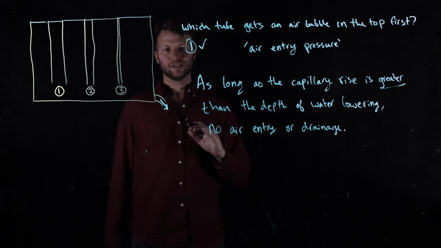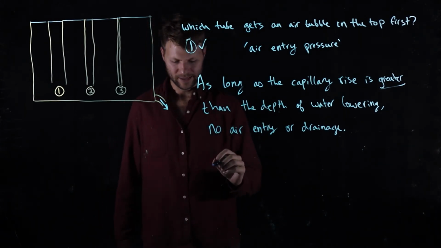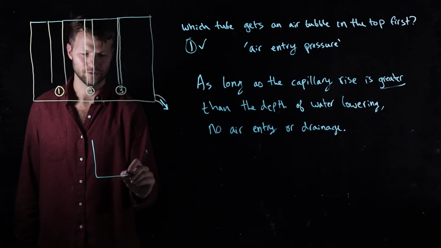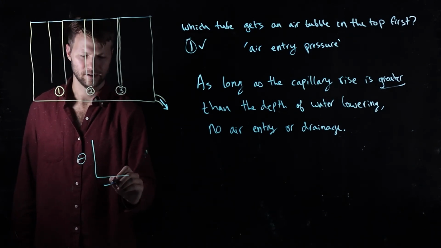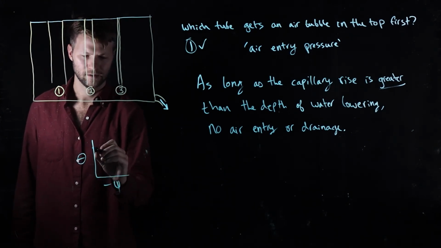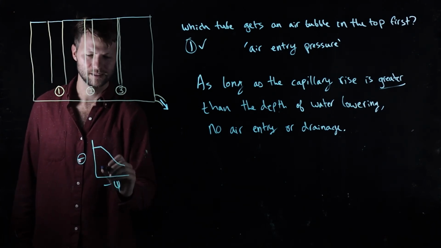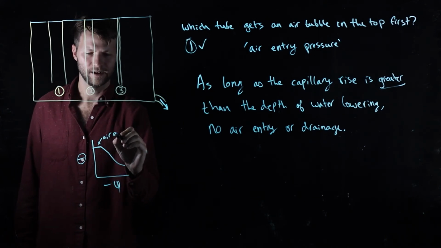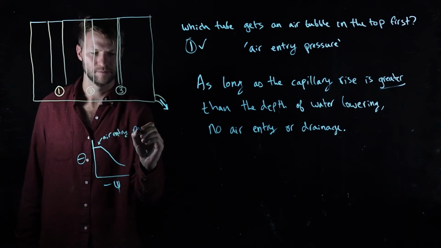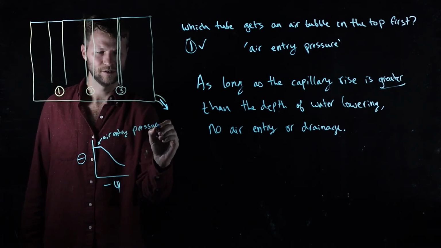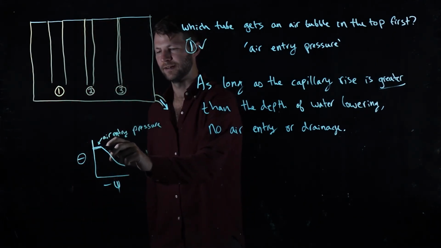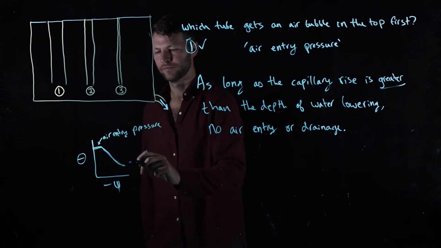And this explains a whole bunch of things. One, it explains that first part of the characteristic curve that I drew, theta, negative psi, where you don't see a drop with a decrease in pressure here. So that is the air entry pressure. So I was sneaky and I snuck that into the last video. We're explaining its phenomenon and why it happens now.